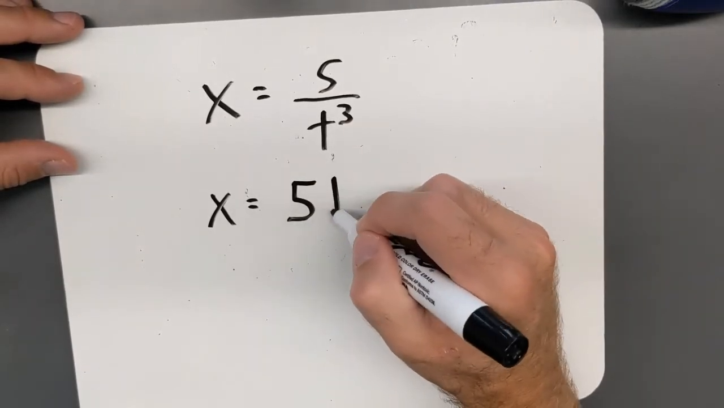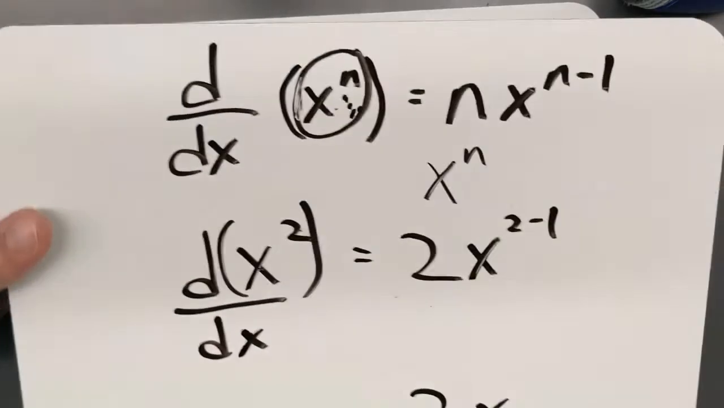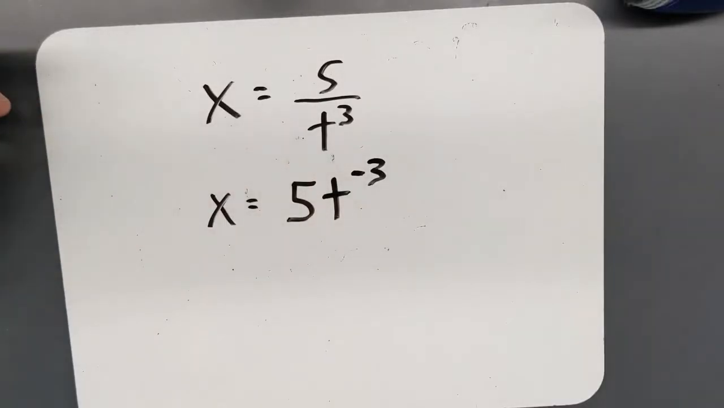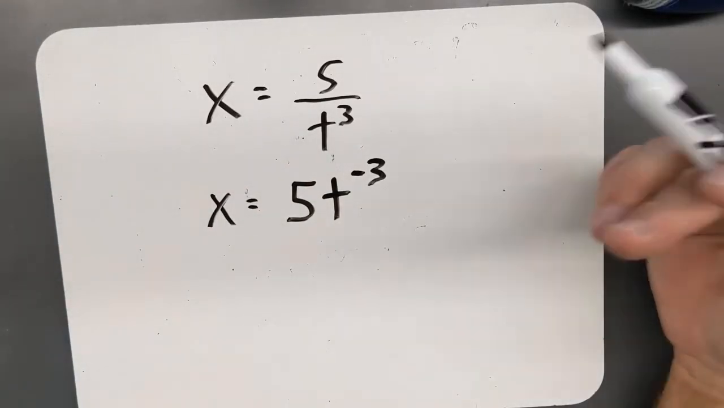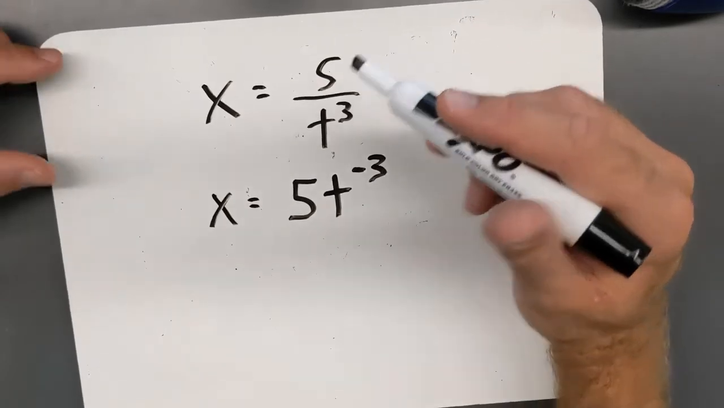So this would be 5t to the negative 3. Now we have it in this form. We have our t and we have our exponent. So from there, it's still just the same thing. Don't be confused by fractions. You just have to put the fractions in the form that we need.